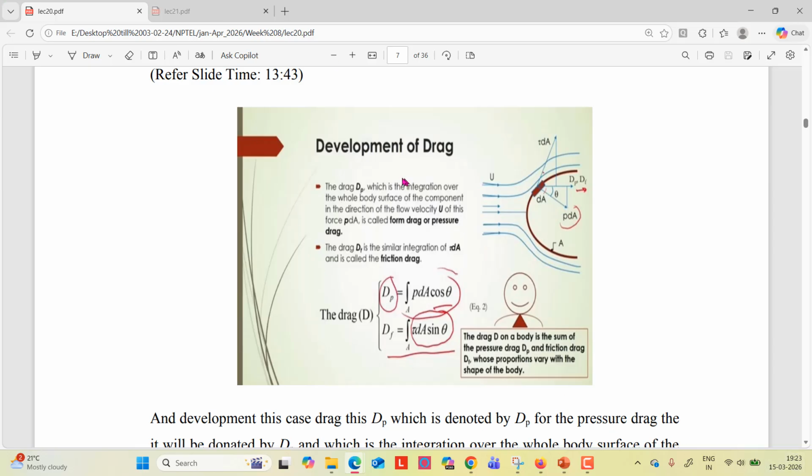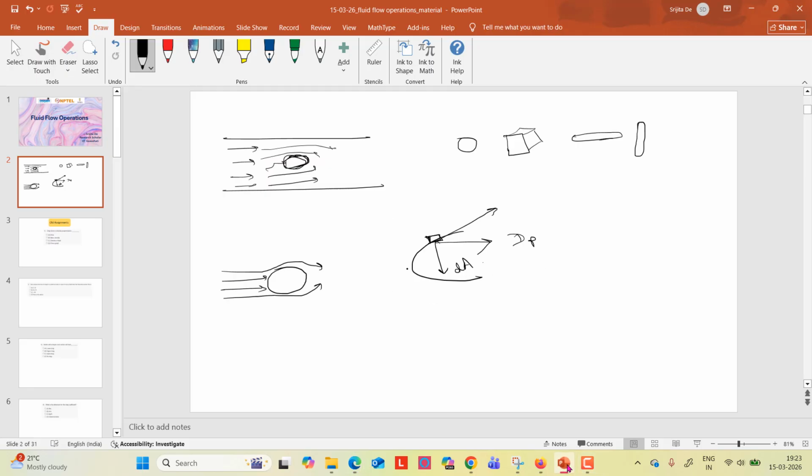So you can see the drag dP, which is the integration over the whole body surface of the component in the direction of the flow velocity u of this force PdA. Here the force is applying on the area dA, and in the perpendicular direction the force is applied as PdA, right? If this is theta, then dP equals PdA cos theta component, right?